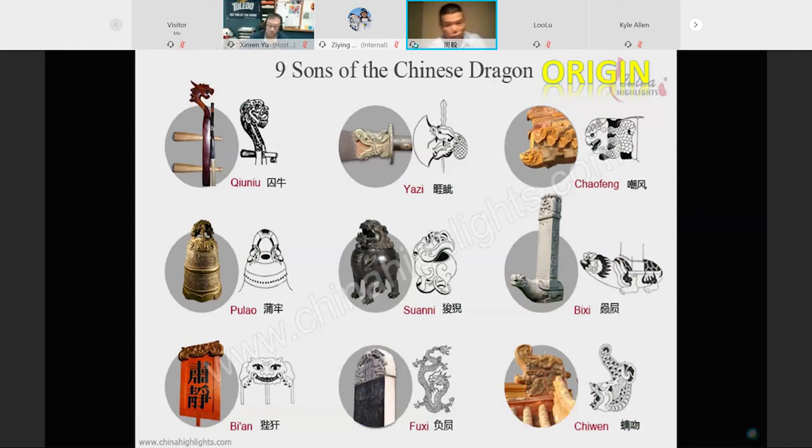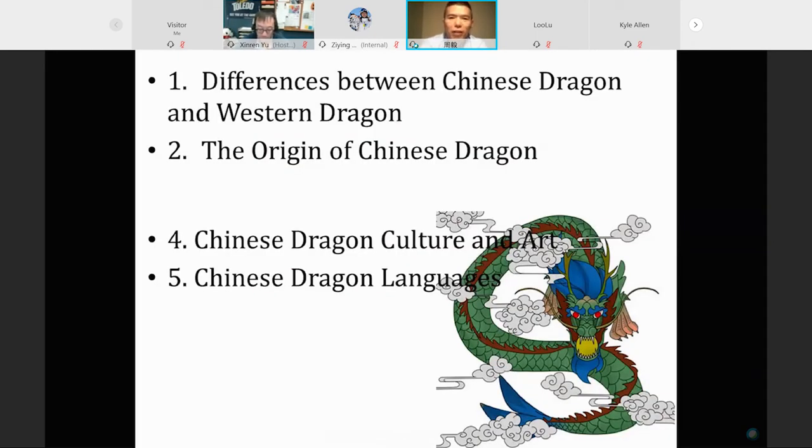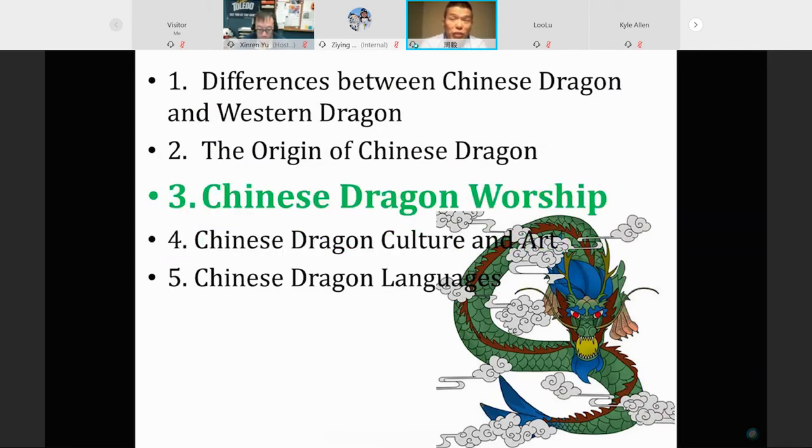Guys, if you have no more questions, we are going to move to the third part, the green part. Okay, green part. We are going to talk about Chinese dragon worship.